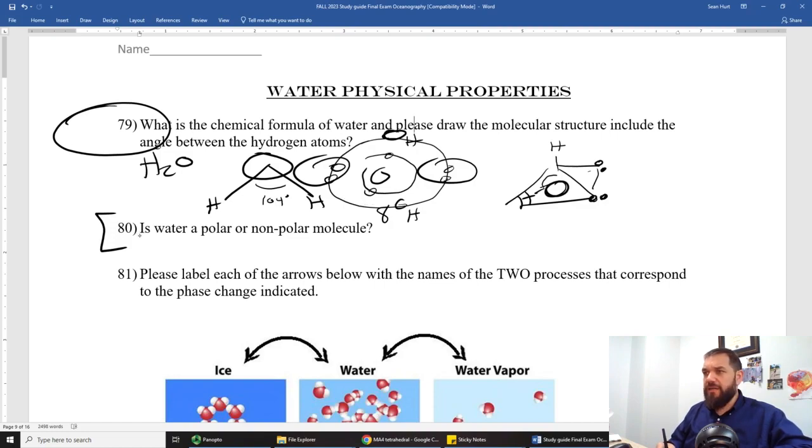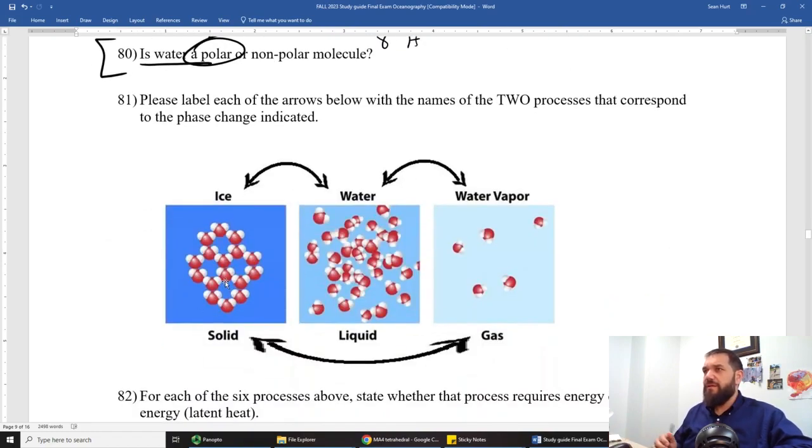Okay. All right. So next is number 80. Is water a polar or non-polar molecule? Gosh, I hope you know that by now. It is, of course, a polar molecule. That creates a lot of its funky characteristics, right? Like its high heat capacity and its surface tension and things like that. So it's because it's a polar molecule, okay?